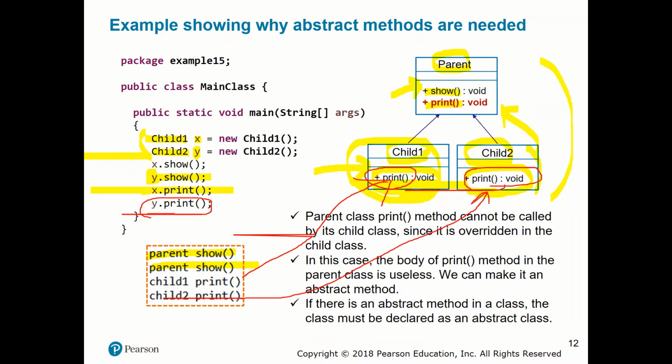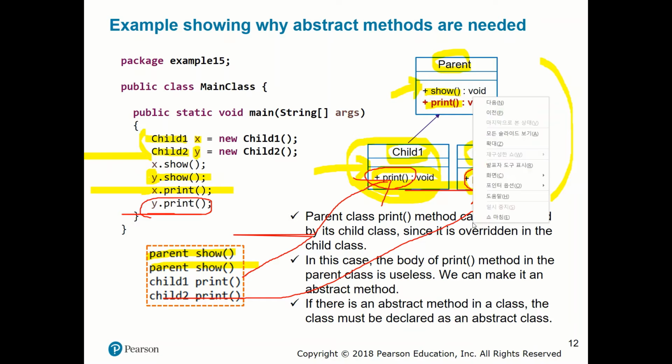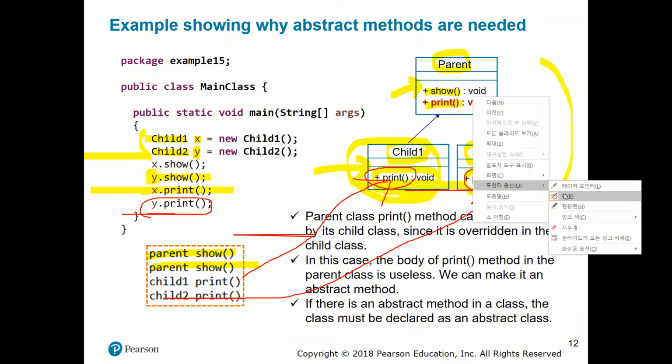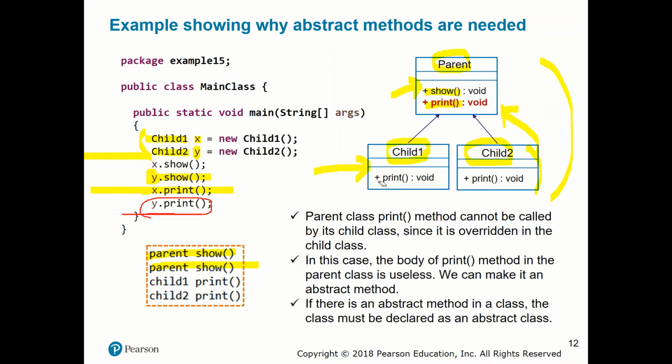Okay. Then in this case, the parent class print method cannot be called. As you see here, the parent class print method cannot be called by its child class in this situation, since it is overridden in the child class. In this case, the body of the print method in the parent class is useless.